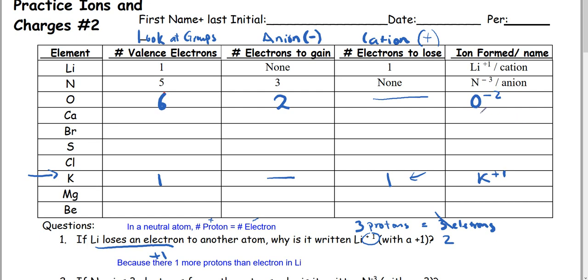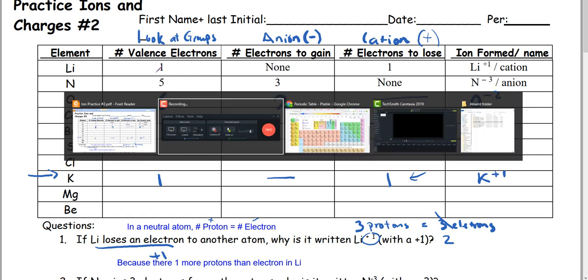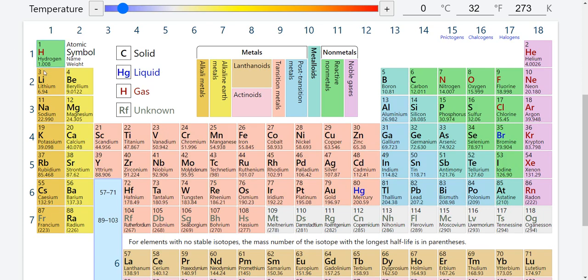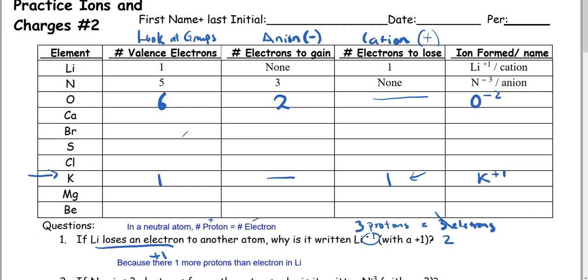We will practice writing the ion charge for an atom based on the number of valence electrons, whether it will gain or lose electrons. Let's look at some examples already provided for you. So lithium has one valence electron. Why? Because it is in group 1. You're in group 1 and one valence electron.